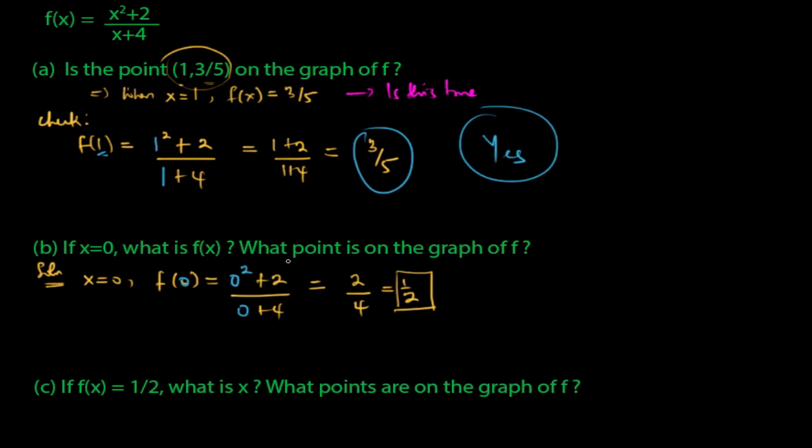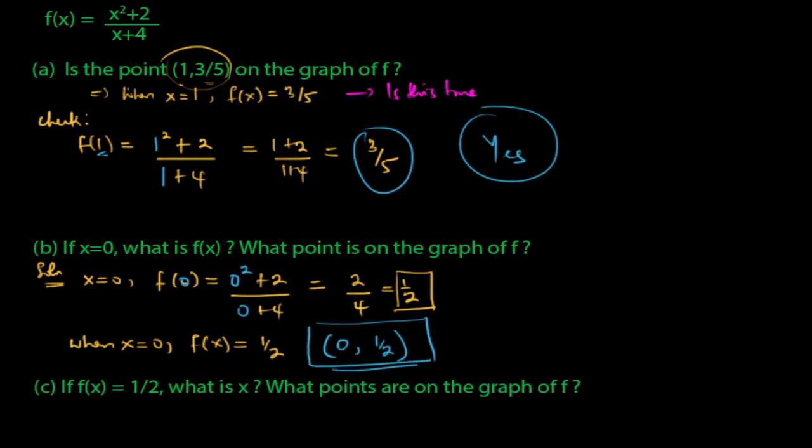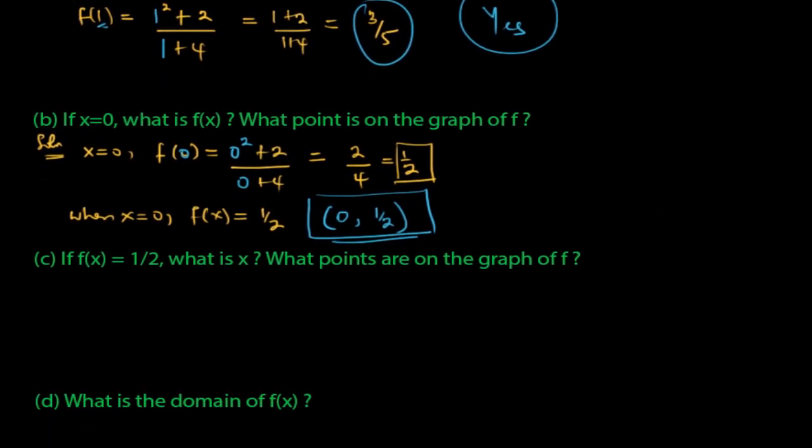The next question says, what point is on the graph of f? According to what we derived, when x equals 0, f of x equals 1 over 2. If you want to write this as a point, it simply implies when x equals 0, f of x equals half. So this is what you're told to find.